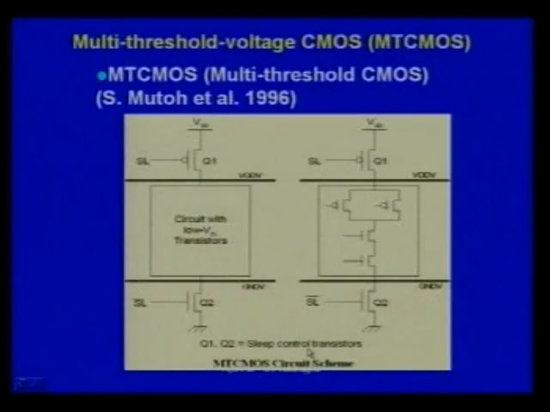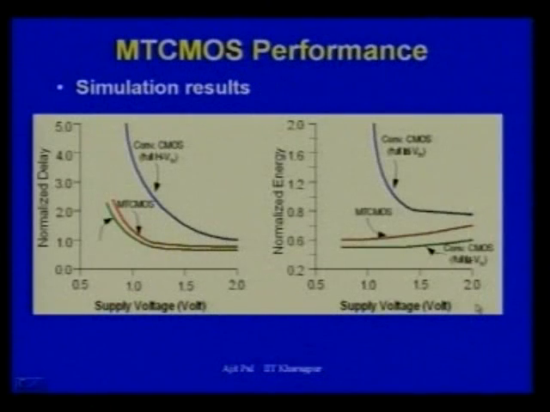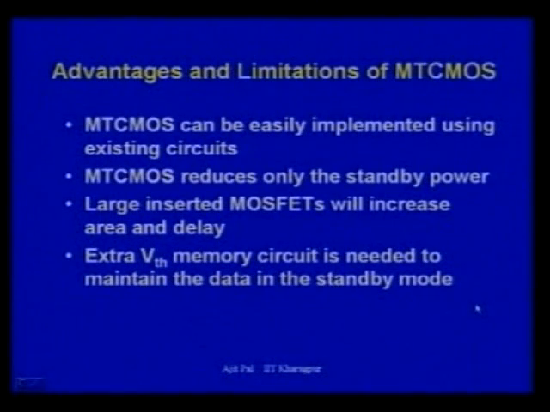Not only that, these people, S. Mutoh et al., realized practical circuits by this approach, and they showed that significant reduction in power dissipation can be done. Although MTCMOS can be easily implemented using existing circuits, it reduces only the standby power, as you have seen. It does not reduce the runtime power.